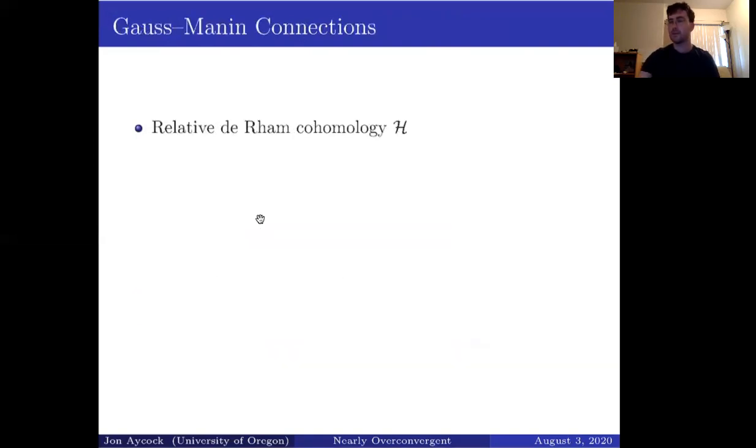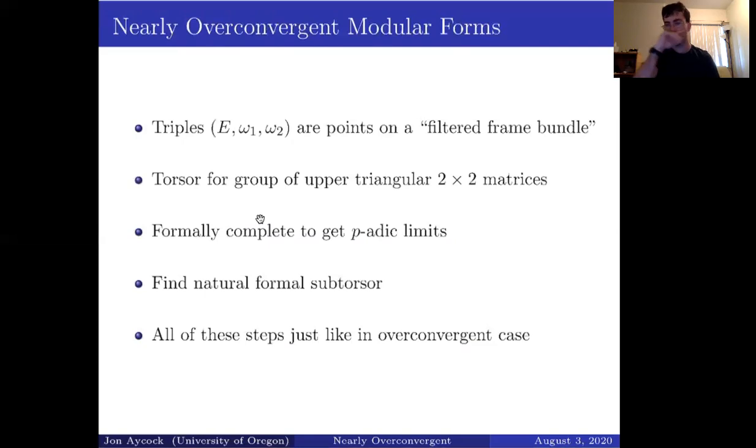Okay, so this is what a nearly overconvergent modular form is. So what do we need to do? Well, now that we know what a nearly overconvergent modular form is, what we want to do is find what these differential operators are, and how we are going to interpolate them.